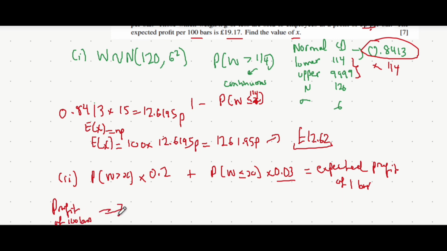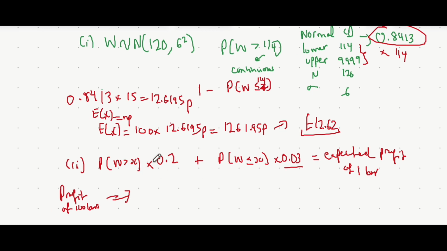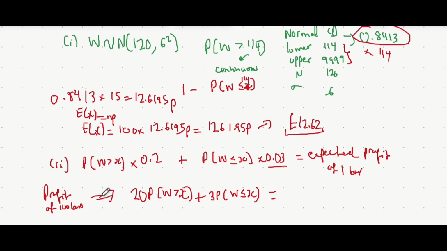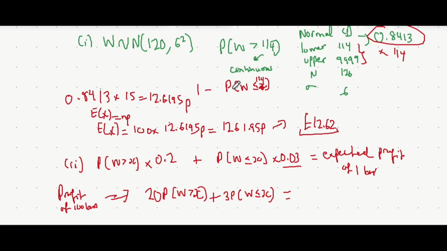Well, actually, we multiply each of these by 100. So 100 times this is, well, 0.2 times 100 is 20. So 20 multiplied by the probability of the weight being larger than x, plus, well, 100 times 0.03 is 3, multiplied by the probability of being less than or equal to x. All of that is equal to the expected profit of 100 bars now, which is giving you the value of 19.17.